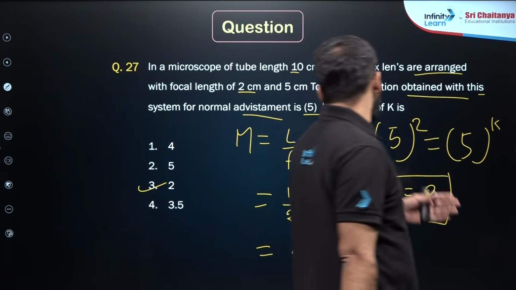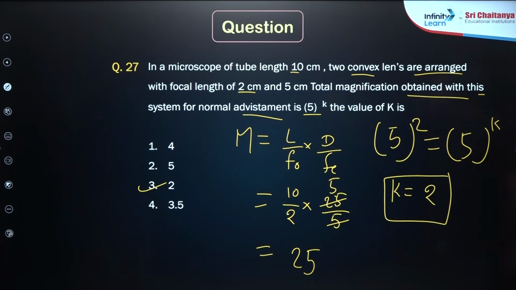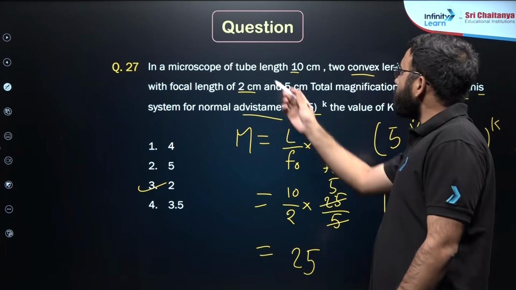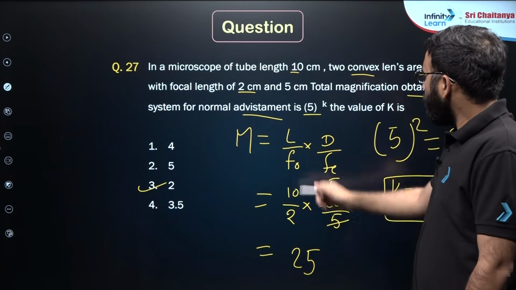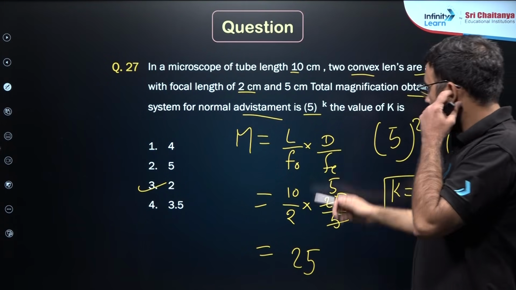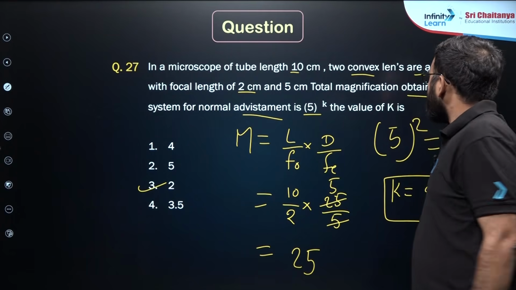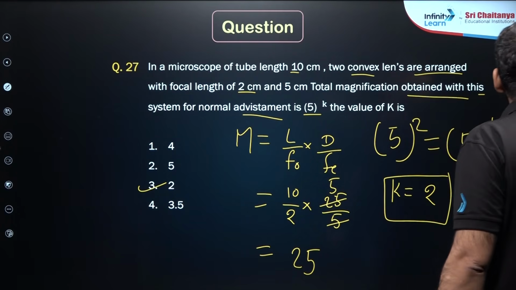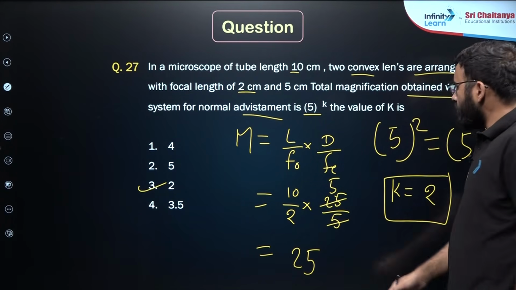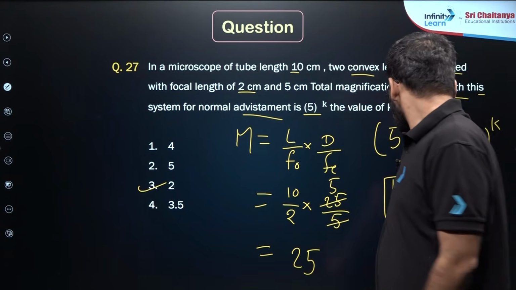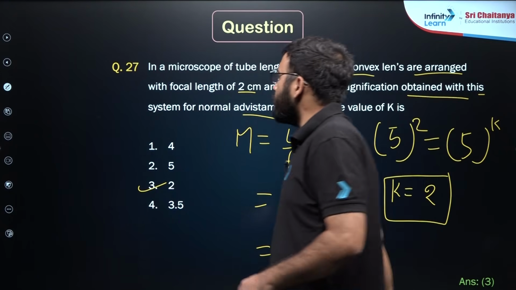Nothing more is there, just use the magnification formula of the compound microscope with the tube length, the focal lengths of the objective lens and eyepiece, and this D value. D is the least distance of distinct vision. Next question. Option third is your correct answer here, beta.